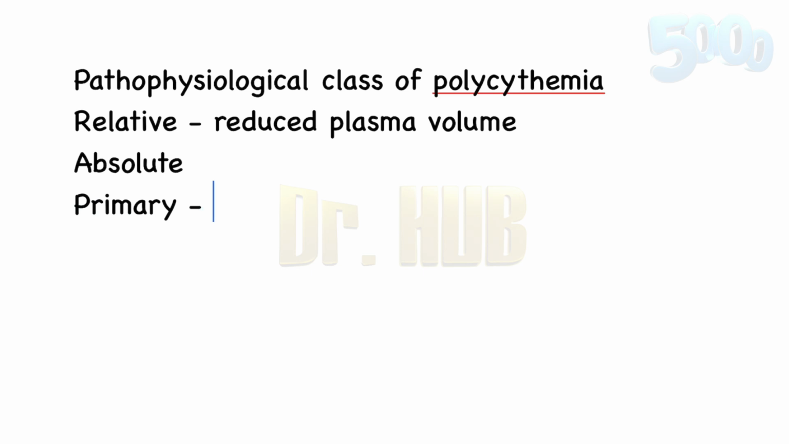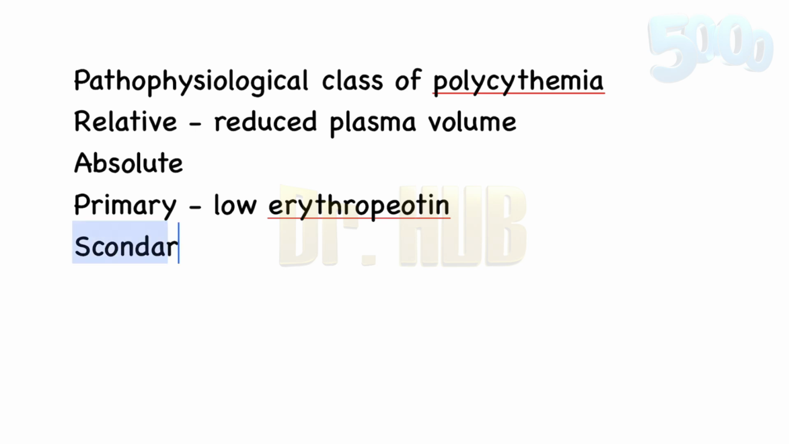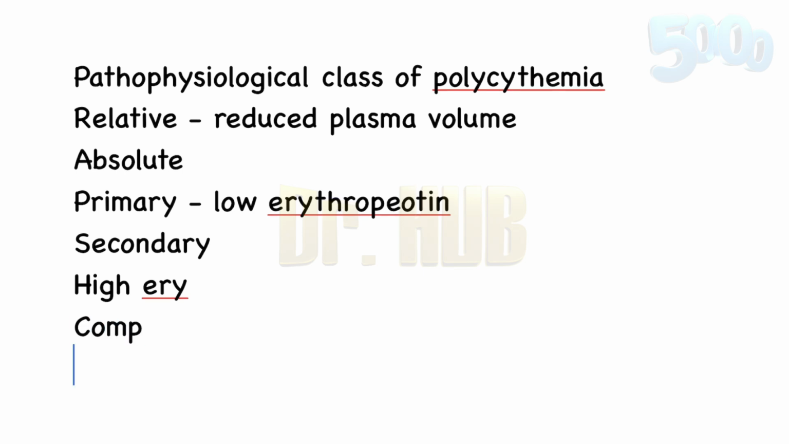Primary means there is low erythropoietin, and it includes polycythemia vera and the inherited erythropoietin receptor mutations, and this becomes rare. Now in secondary, there is high erythropoietin, and the compensatory, it includes the lung diseases, the altitude, as well as the cyanotic heart diseases, and the paraneoplastic.